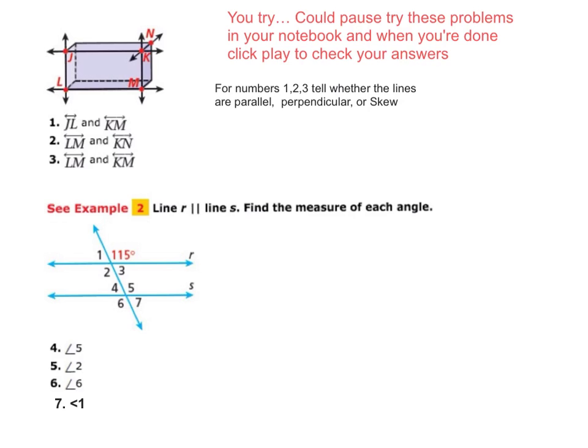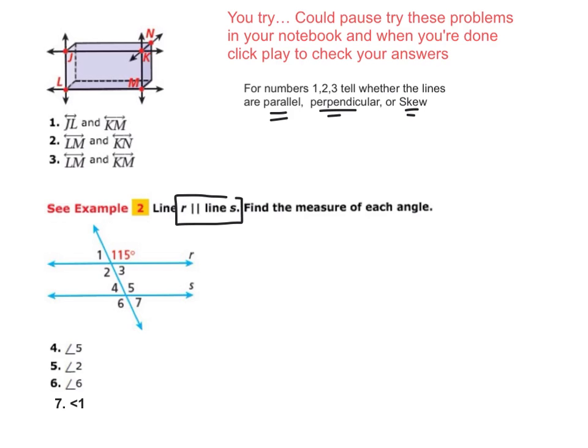Okay, now you try. Click pause and try these problems in your notebook, and when you're done, click play to check your answers. For numbers 1, 2, and 3, tell whether the lines are parallel, perpendicular, or skew. For numbers 4, 5, 6, and 7, if line R and line S are parallel to each other, intersected by a transversal, the transversal cuts through them both, use the facts about parallel lines and a transversal to find the missing angle measurements. Good luck.